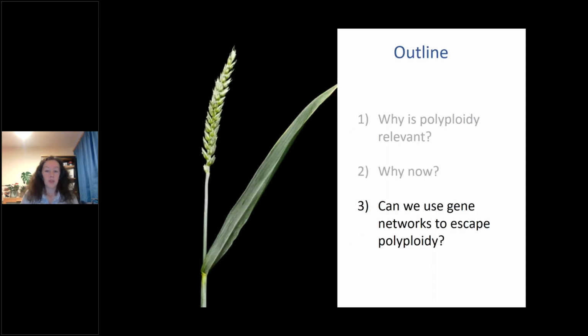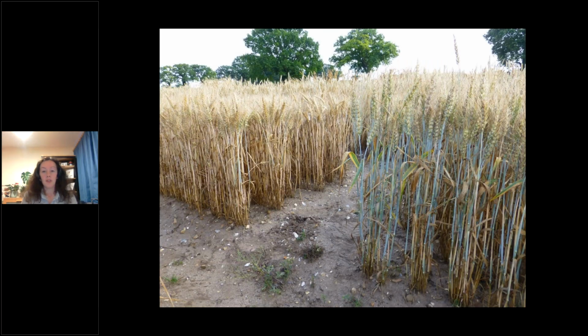Coming to the third part of my talk: can we use gene networks to escape polyploidy? We're really interested in improving a whole range of different traits in wheat, but we're hampered by functional redundancy. If we use a conventional approach, for example screening mutant populations, there may be many genes involved in the process that we just can't detect because the different homologs are redundant with each other. If you mutate one of the 3 homologs, you don't see a phenotypic effect.